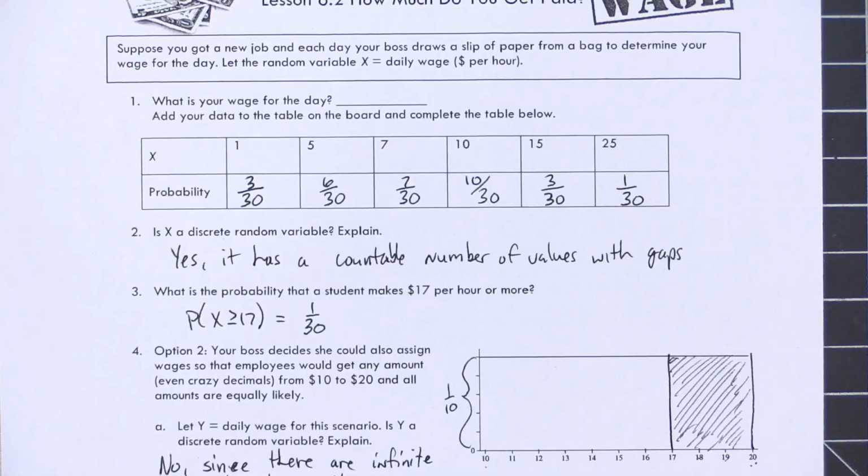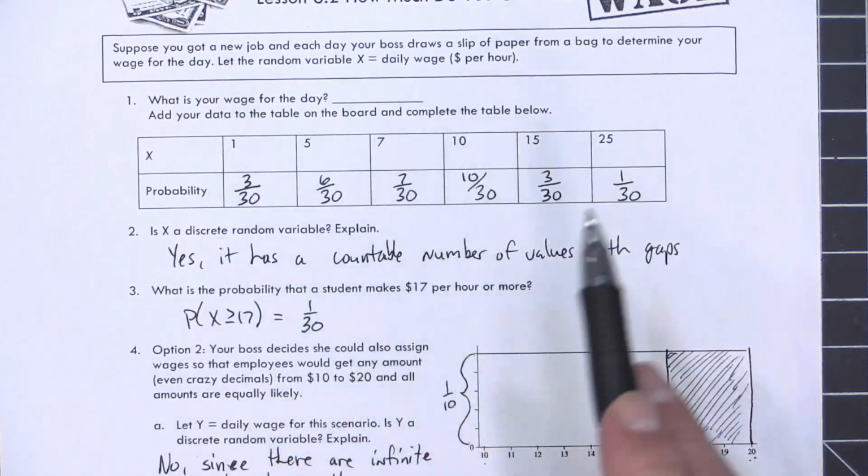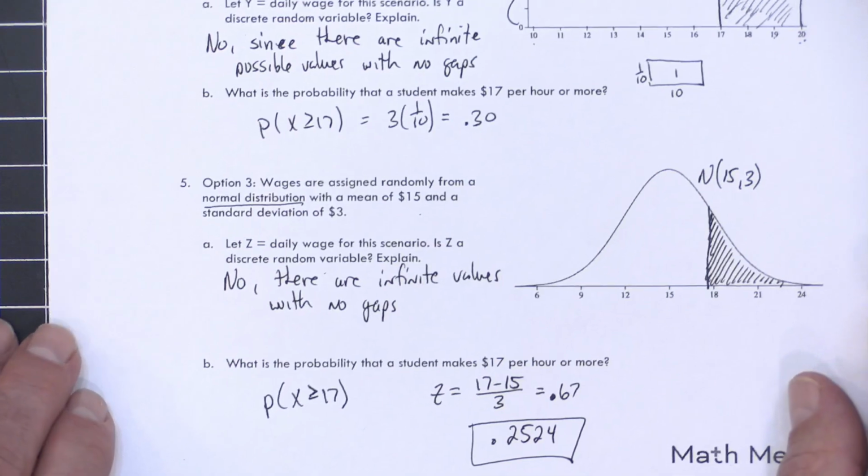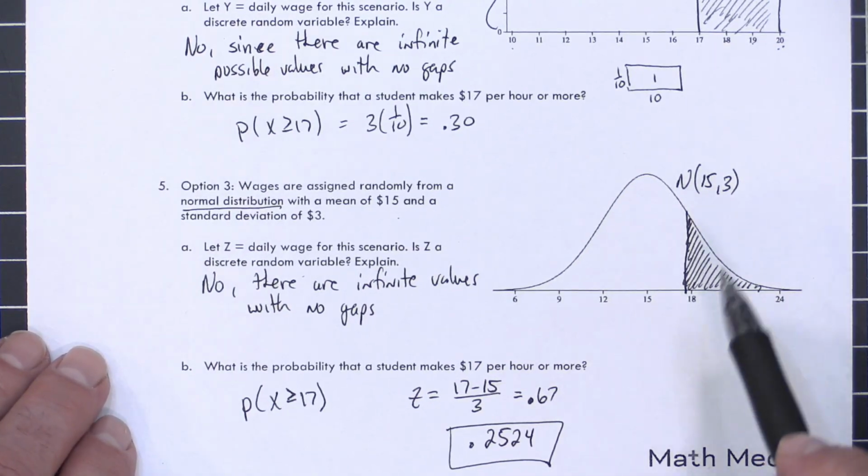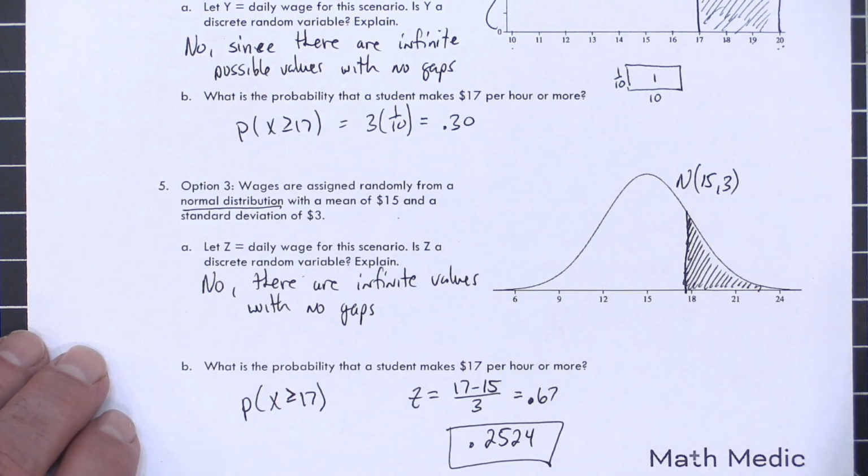Discrete, you're going to be looking at something like this, where it's easy to see where they're at. Continuous, you're going to have to do some shading because there are so many different values in there, okay?